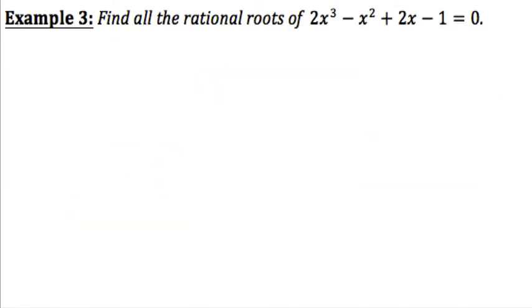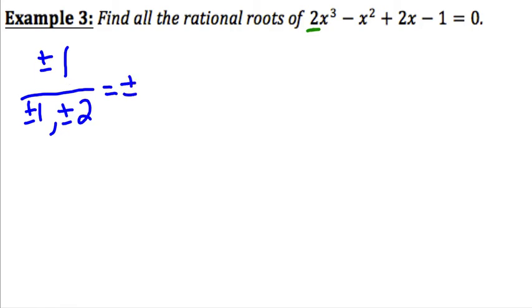Number 3. Now this one's a little bit different because we do have a number here in front of our x cubed, but we're going to start it off the same way. We're going to say, all right, last number is a 1, so plus or minus 1. Now that's our only factor there, but now our first number is a 2, so that's a plus or minus 1, plus or minus 2, because we have 2 numbers that will multiply to give us our first number. So now when we're dividing these, we have 1 over 1, so plus or minus 1, and then 1 over 2 is a plus or minus 1/2. I started to write a 2 there, so let me fix that. Plus or minus 1/2.